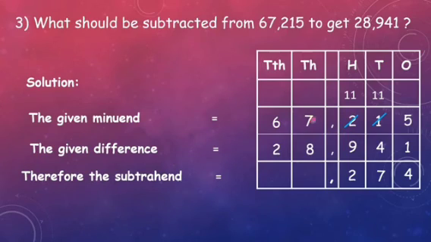Then since I've borrowed 1, this also becomes 6. 6 is less than 8. So I borrow 1 again, make it 16. 16 minus 8 is 8. Here 1 is borrowed, so it becomes 5. But 5 is greater than 2. So 5 minus 2 is 3. So the subtrahend is the answer what we have got.